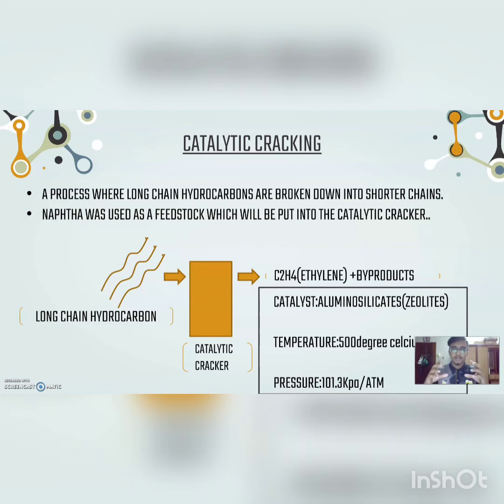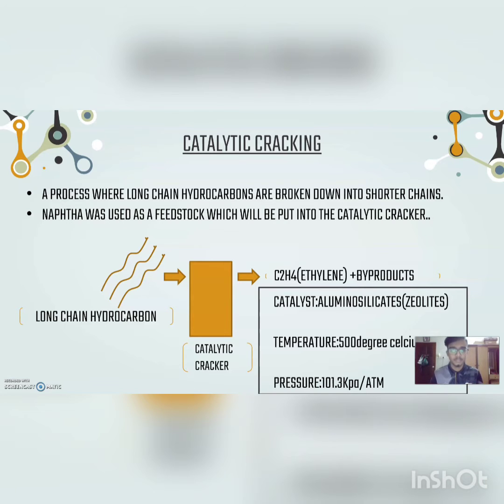The criteria for this reaction to occur is the presence of a catalyst, which is aluminosilicate, and the temperature needs to be 500 degrees Celsius, which is much lower than steam cracking. The pressure needs to be atmospheric pressure, which is 101.3 kilopascals.